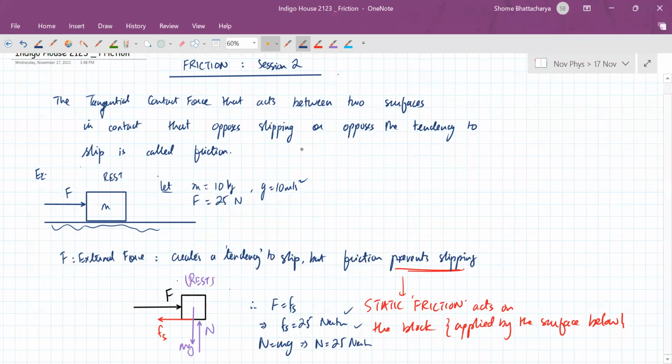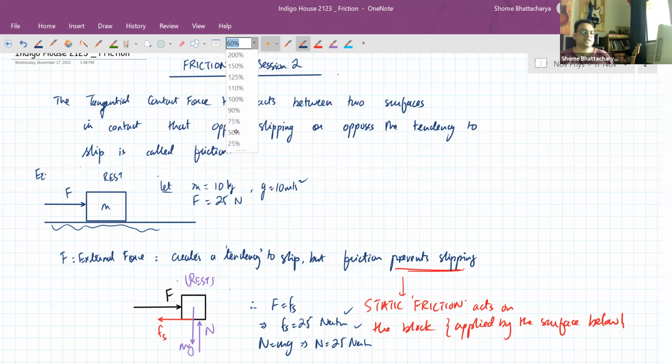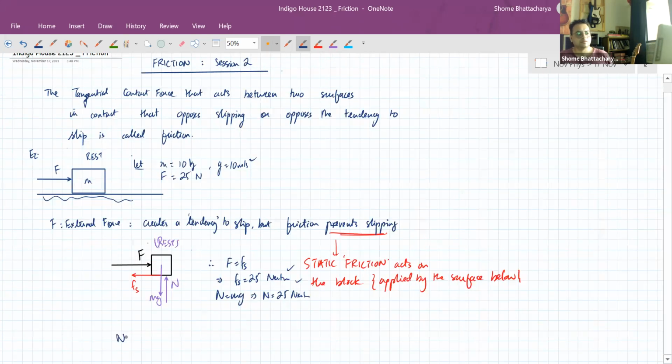So you can just make a quick note of this. Now, what we had also understood is that static friction is less than or equal to a certain limiting value. This is called the limiting static friction.